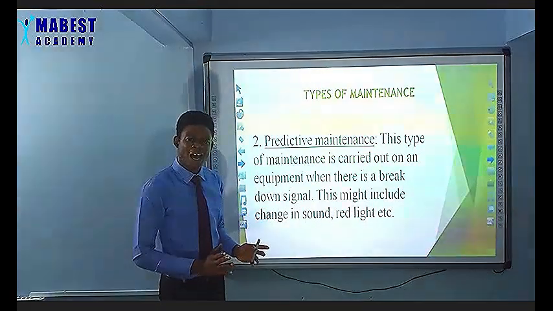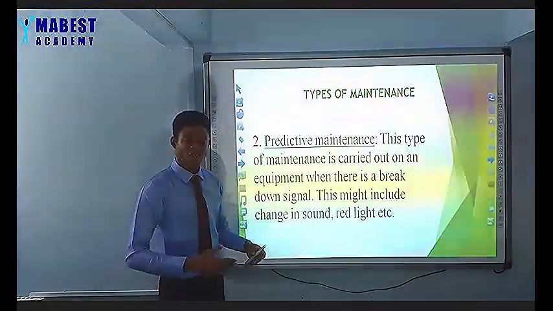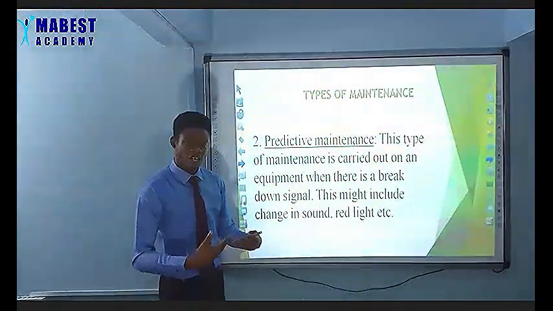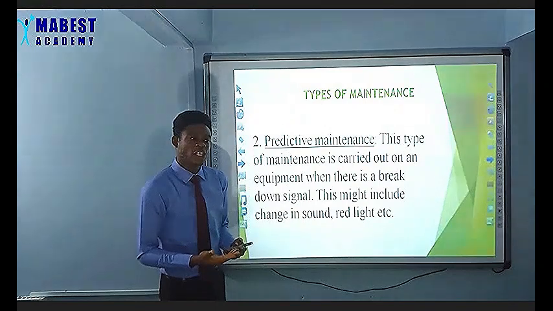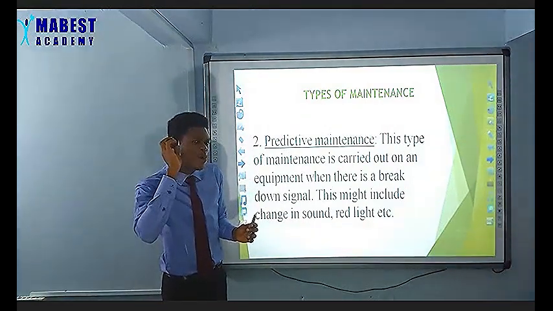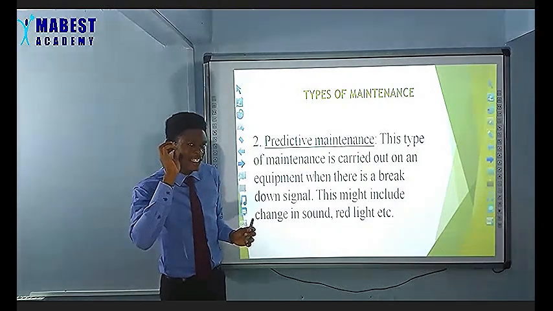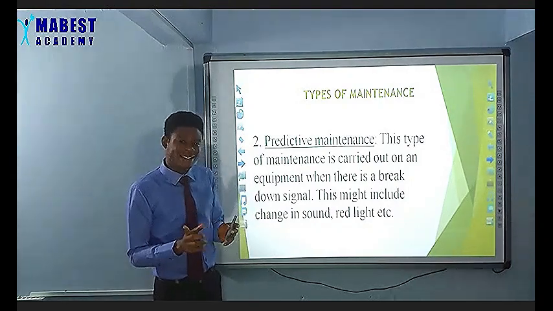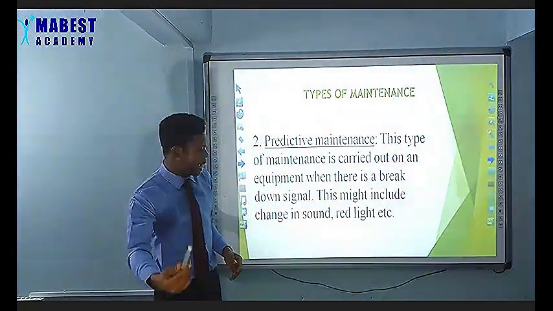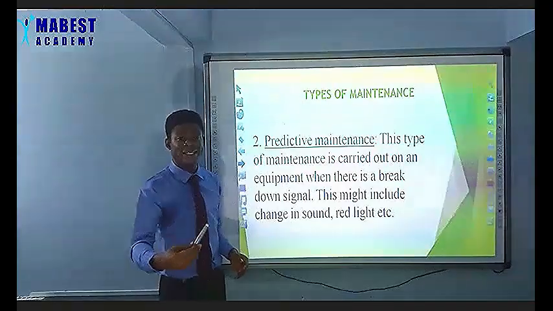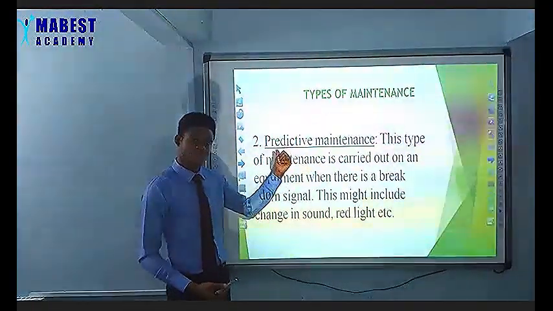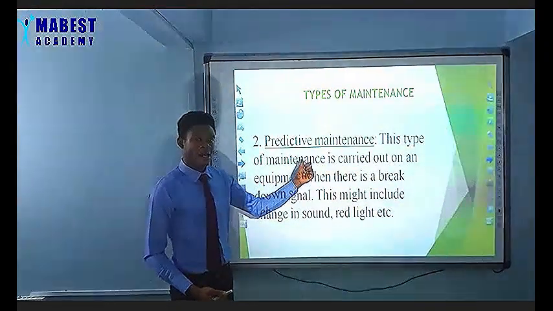You notice that after some time, after you've been using a car maybe for over some years, and you don't change the brake pad, it begins to give you a screeching sound. You'll be hearing that thing that is so annoying to your ears, a screeching sound. That is telling you that it is high time you changed your brake pads because it might lead to accident. That type of maintenance is also called a predictive maintenance.